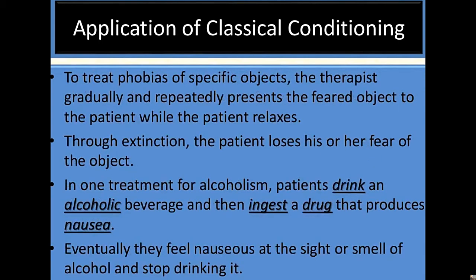To treat phobias of a specific object, the therapist gradually and repeatedly presents the feared object to the patient while the patient relaxes. Through extinction, the patient loses his fear of the object. In one treatment for alcoholism, patients drink an alcoholic beverage and then ingest a drug that produces nausea. Eventually, they feel nauseous at the sight or smell of alcohol and stop drinking it.